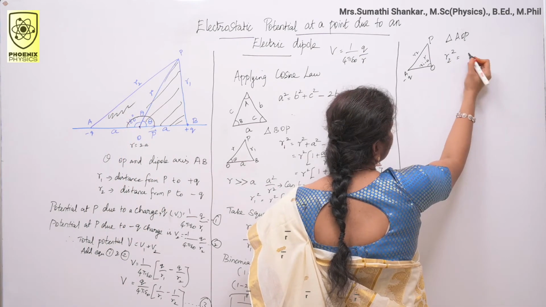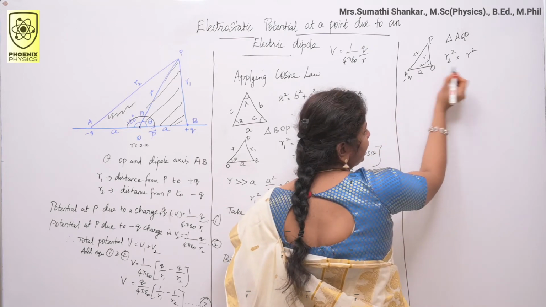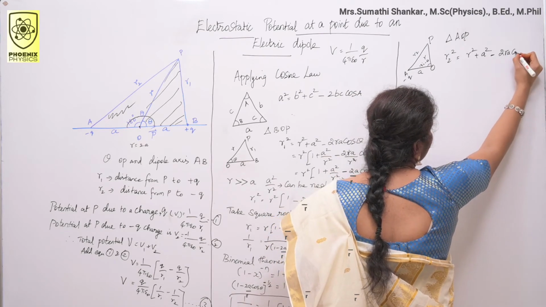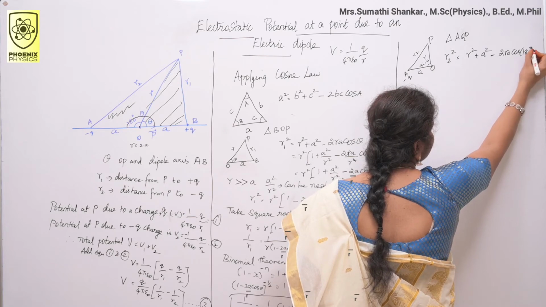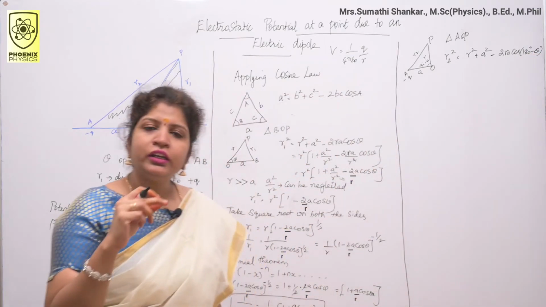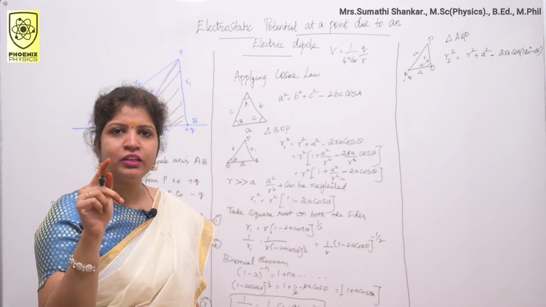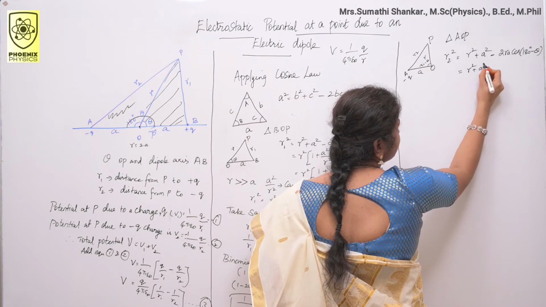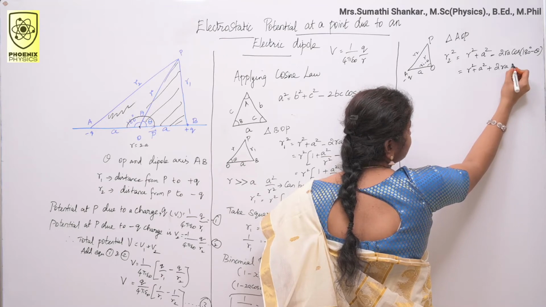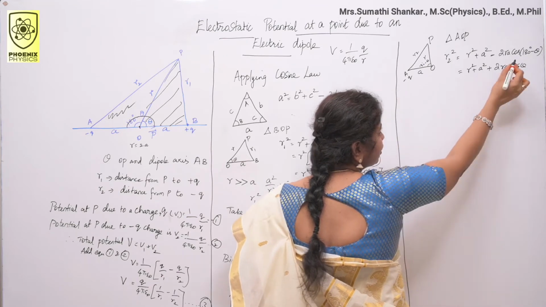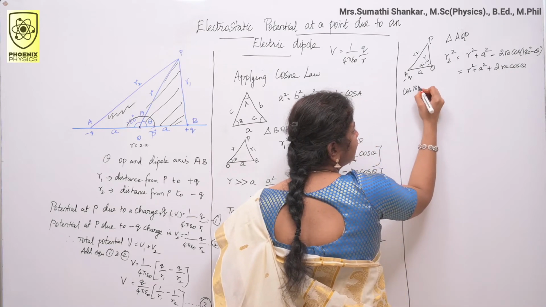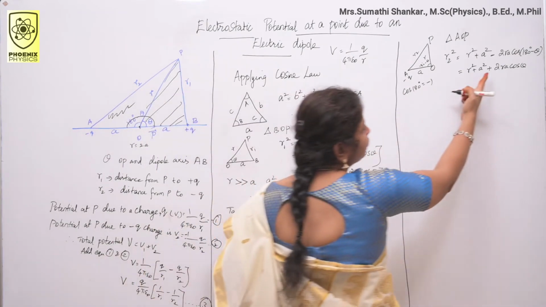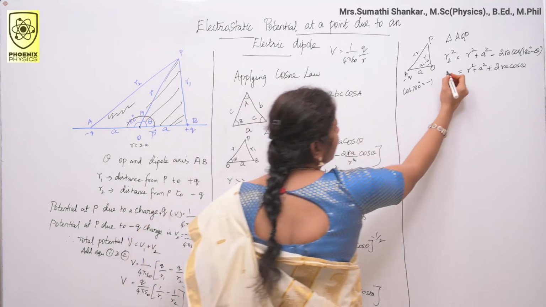r2 square. How do you write r2 square? r square, and this is a. So r square plus a square minus 2ra cos, instead of theta you can write 180 degree minus theta. If it is 180 degree minus theta, cos 180 degree is minus 1. So minus into minus is plus, you can write r square plus a square plus 2ra cos theta. Why did I write plus 2ra? Because cos 180 degree is minus 1. So based on that I have put the plus sign. So this is r2 square.